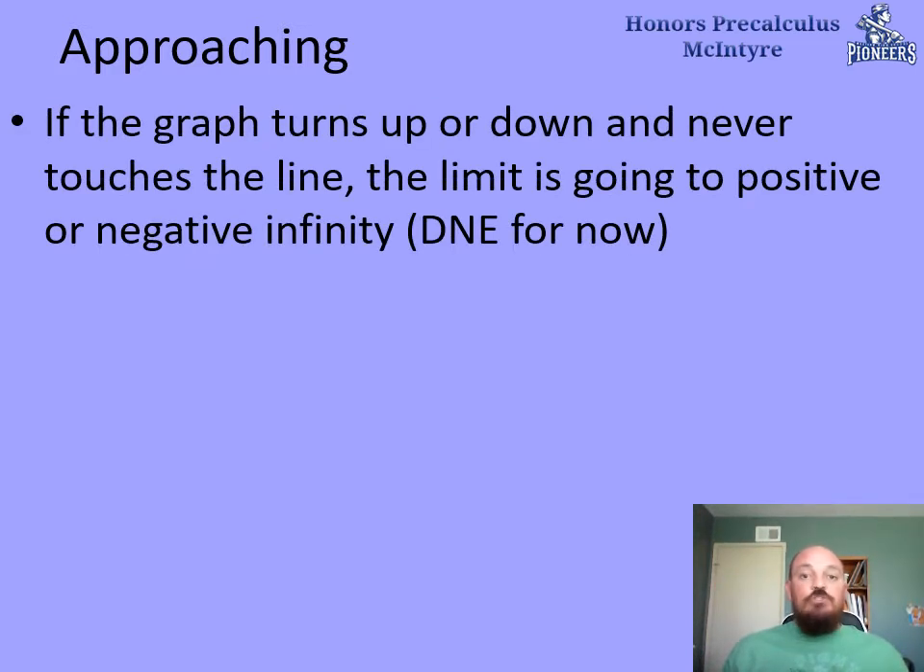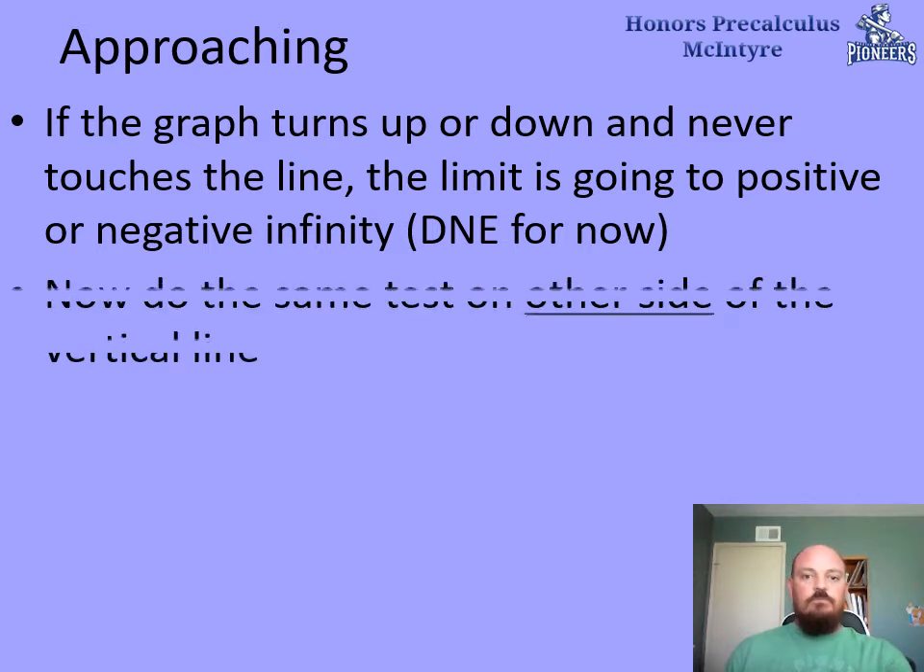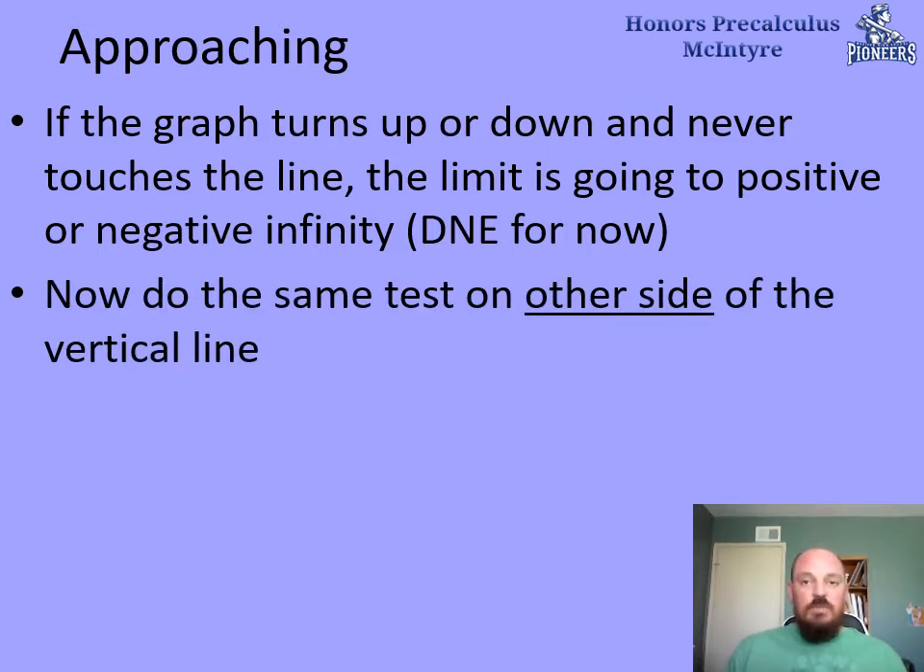Now, if the graph turns either up or down and never touches the line, then we say that limit is approaching either positive infinity if it turns up, or negative infinity, and what we said in part 1 is we'll talk more about that later in the chapter. For now, we just say the limit does not exist. Then you repeat the test on the other side of the vertical line. So if you did that on the right-hand side, you repeat on the left-hand side, because you remember it's two separate sides and each one can do something different.